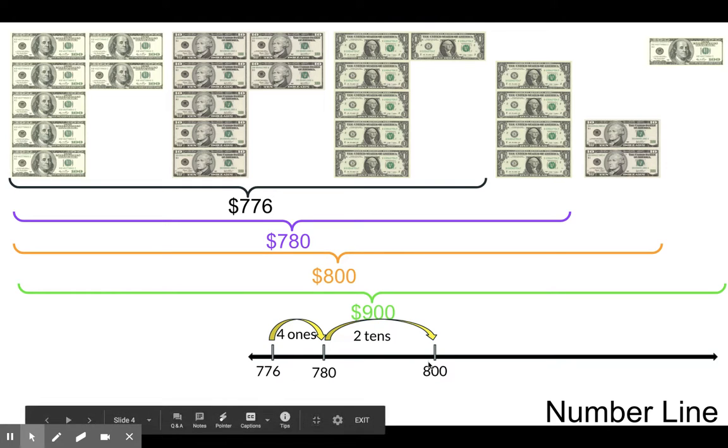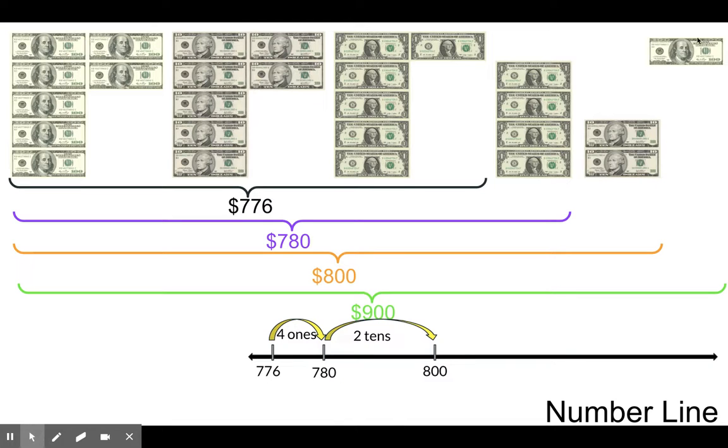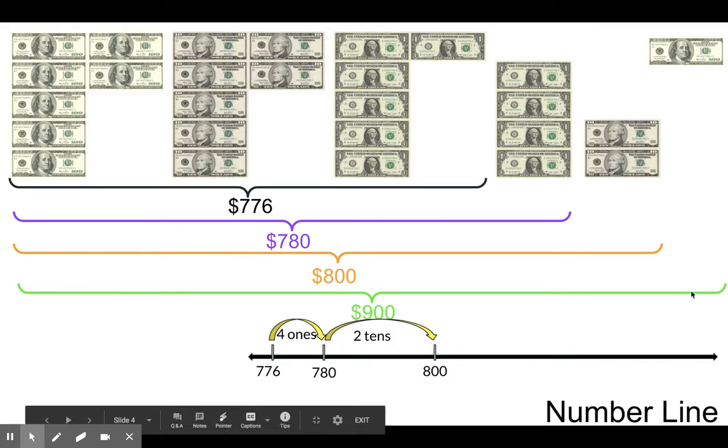There are my jumps on the number line. From 780, 2 10s got me to 800. Now, at 800, I still needed to get to 900. I used my next unit, which was one $100 bill, to go from 800 to 900. So 100 got me from 800 all the way to 900. These were the steps I took, shown on a blank number line.